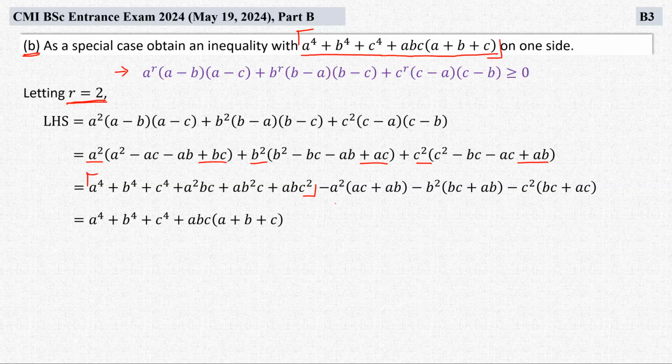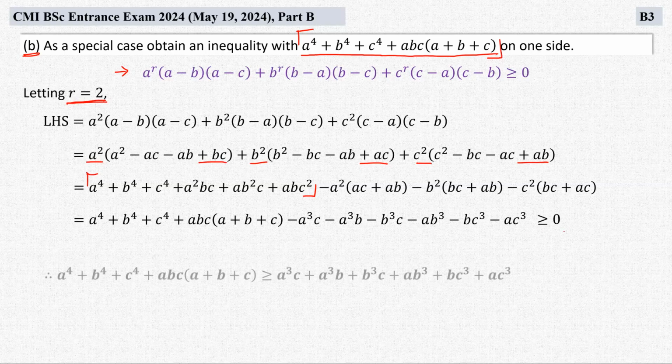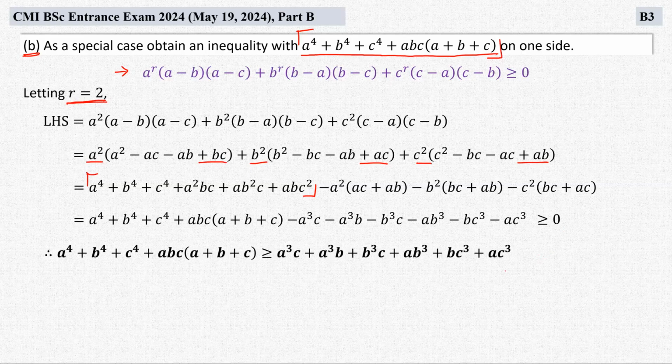And if we expand the remaining parts, we obtain minus a cubed c minus a cubed b minus b cubed c minus ab cubed minus bc cubed minus ac cubed. And this must be greater than or equal to 0. Therefore, we obtain an inequality: a to the fourth power plus b to the fourth power plus c to the fourth power plus abc times (a plus b plus c) is greater than or equal to a cubed c plus a cubed b plus b cubed c plus ab cubed plus bc cubed plus ac cubed.